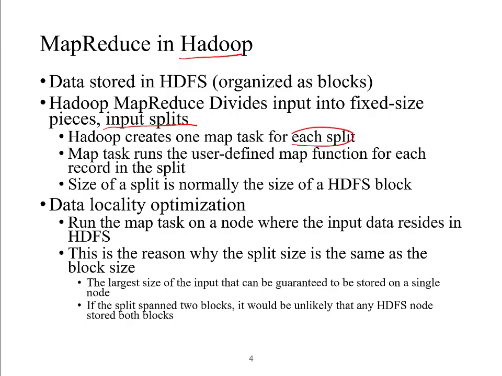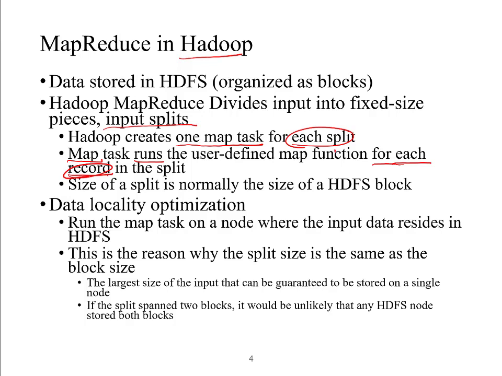And for each split, there will be one map task created for it. The map task runs the user-defined map function for each record in the split. So the map task is run for each record in that split. The size of the split is normally the size of an HDFS block.